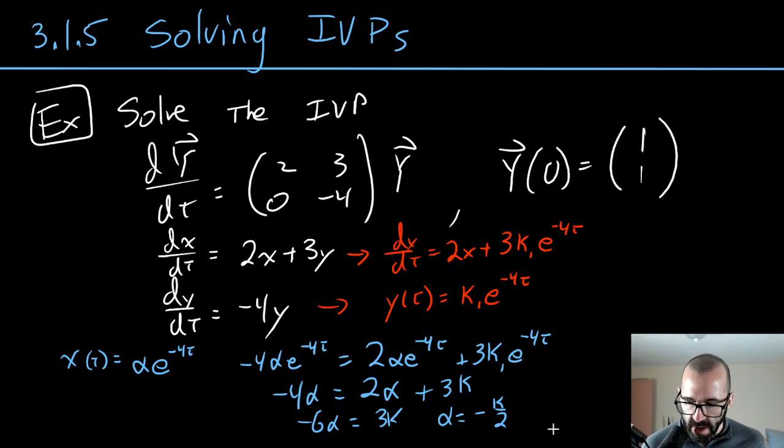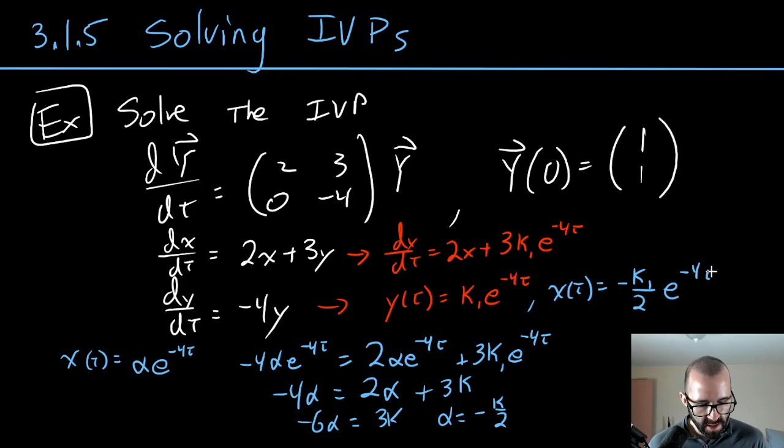Okay. So what do we have? We have an answer. We know that's y, and we know x is negative k over 2 times e to the negative 4t. I guess we don't need k1 or k2, right? We have an answer.